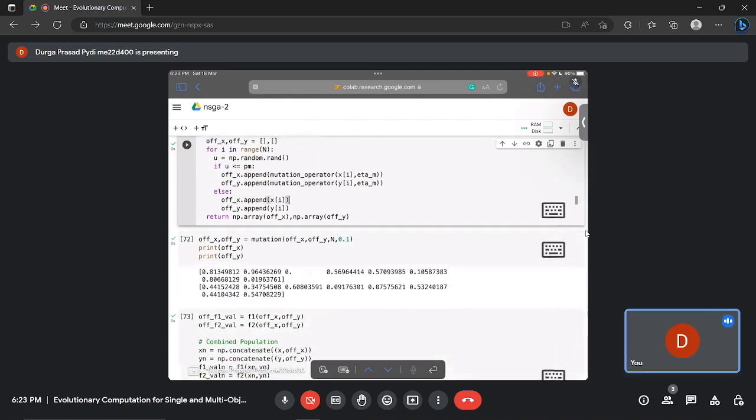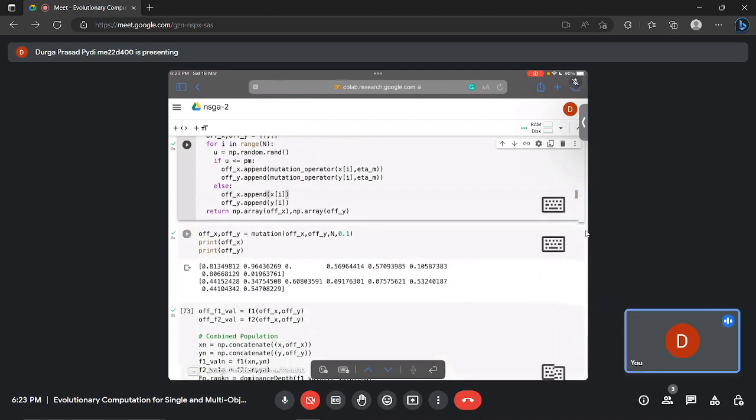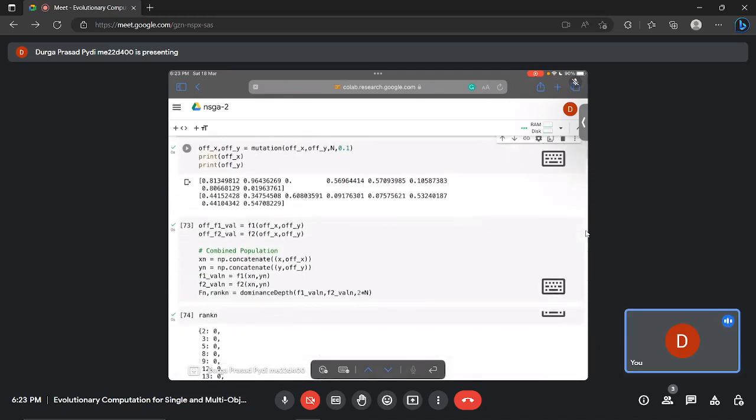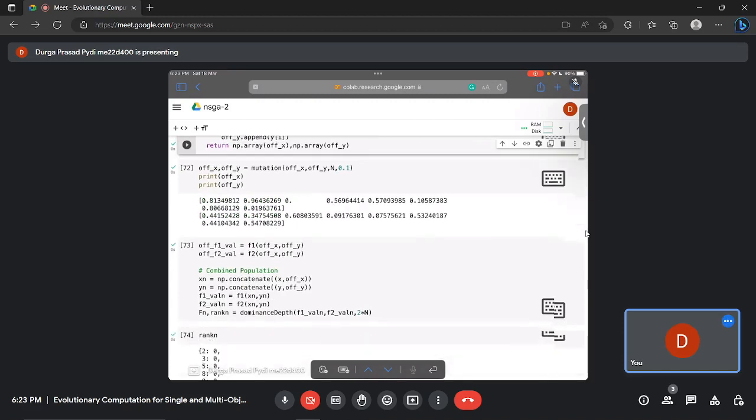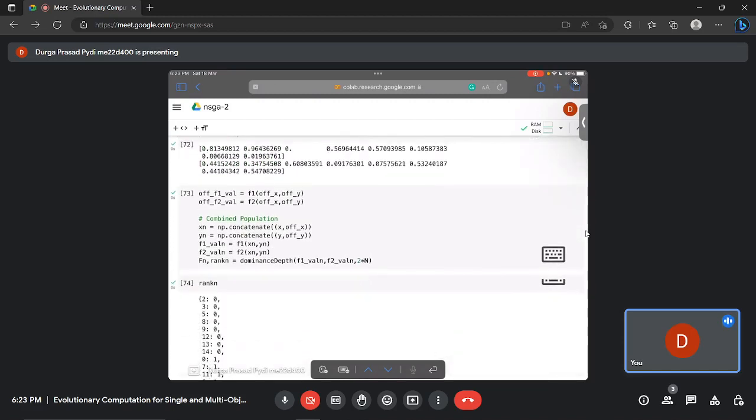After crossover and mutation, the next step is the survivor or elimination, which is basically to select the individuals that are good to go to the next generation. So how do we do that? Of x and of y are basically my offsprings. Of f1 val will give me the objective function f1 value for the offsprings. The first line will give you the values for f1, the second line will give you those for f2.